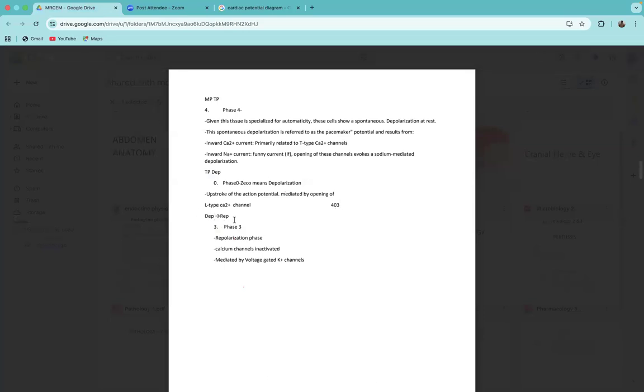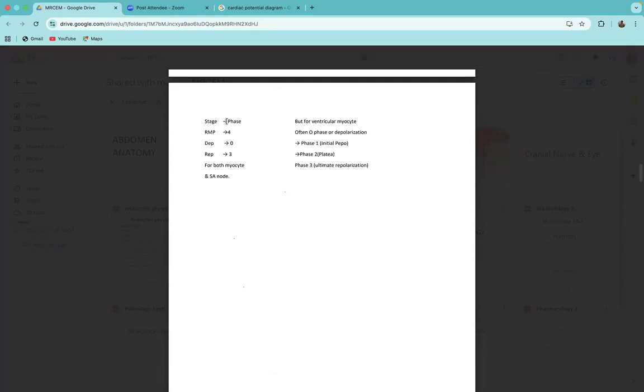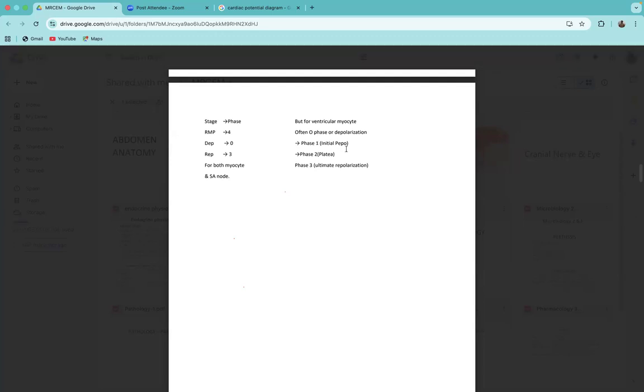So this is the sequence that is present. Depolarization occurs first, then repolarization in phase 3 due to the opening of the voltage gated potassium channel. Calcium channels get inactivated and the repolarization phase starts. So yeah, these are the stages and phases that we have already discussed. The resting potential is basically stage 4 or phase 4. Phase 0, the depolarization phase, also starts from here.